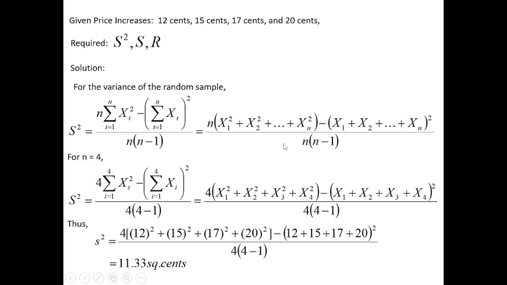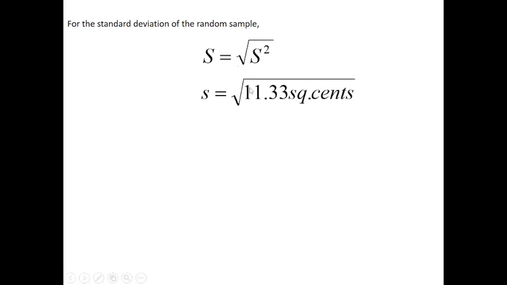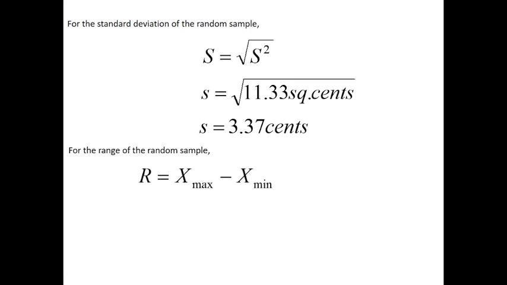So we now proceed. For the standard deviation of the random sample, we just take the square root, and we get 3.37 cents. For the range of the random sample, it is the highest data value minus the lowest data value.